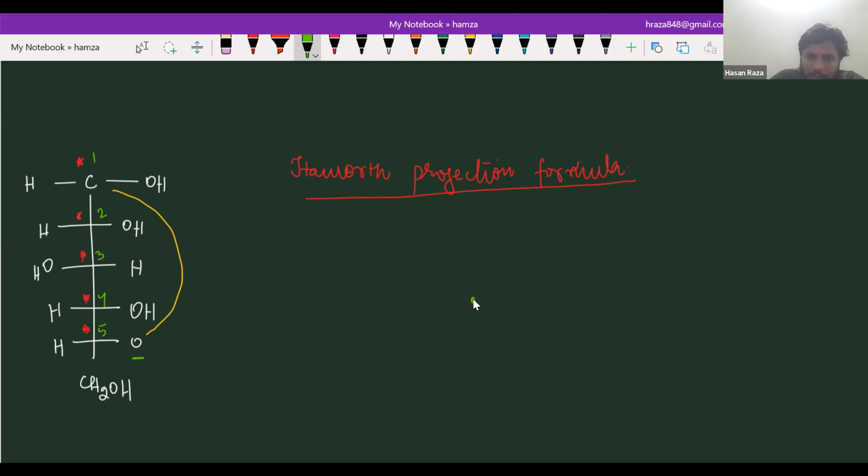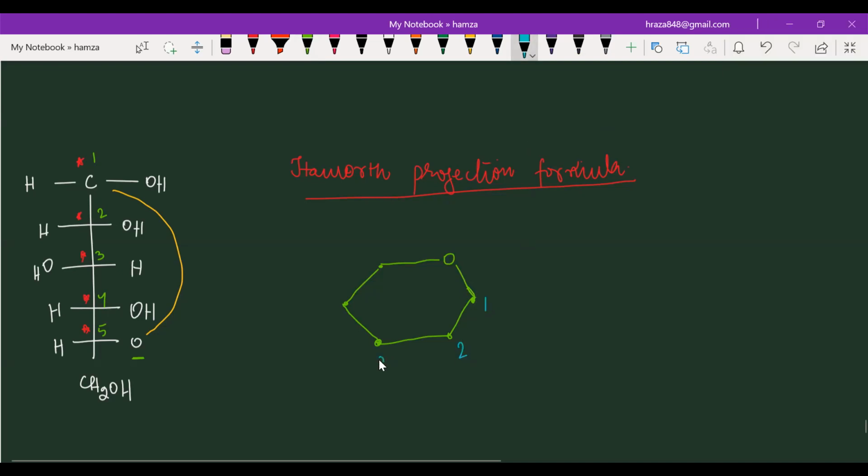This is the first carbon, second, then this is the third carbon, then this is the fourth carbon, this is the fifth carbon, and this sixth in cyclic structure is O, which is directly connected with the first one. Yes or no? Is that clear to everyone? I'm going to write this one. 2, 3, 4, and then 5.